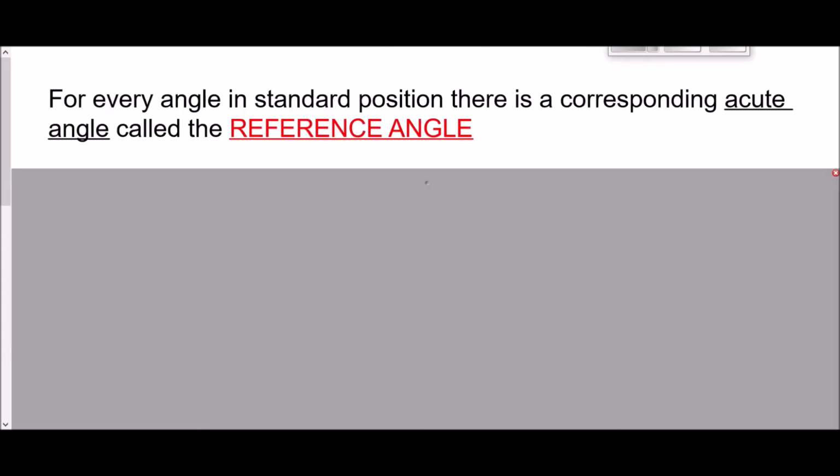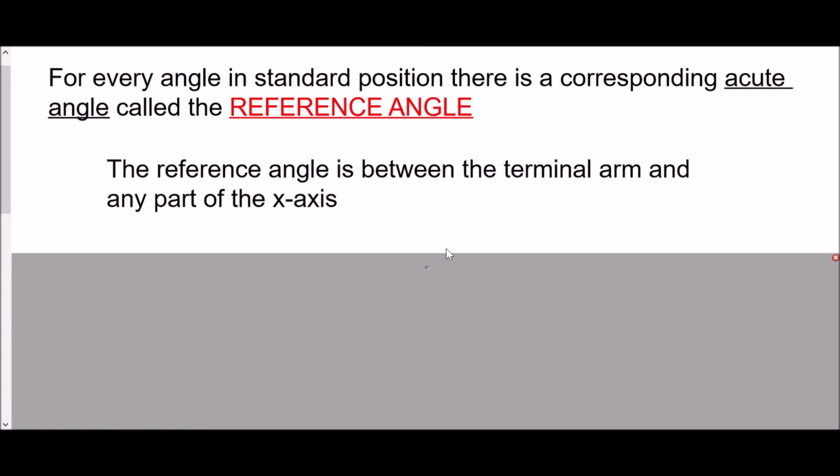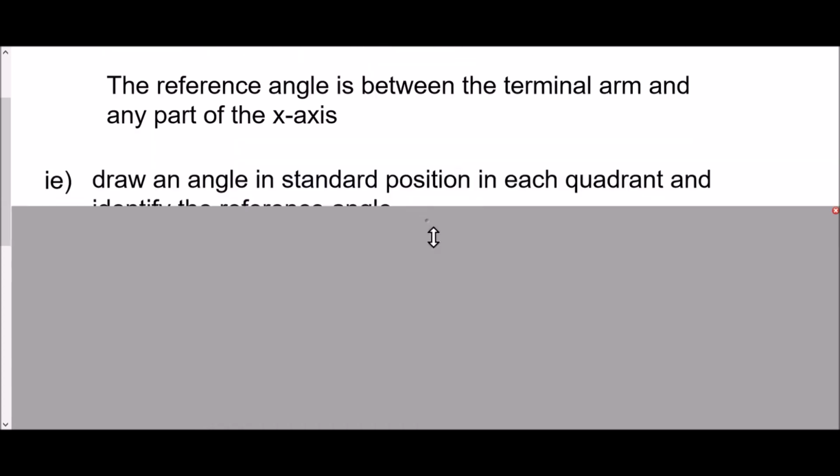Okay, so new stuff. A new term here: reference angle. For every angle in standard position, starting at 3 o'clock or 0 degrees, there is a corresponding acute angle called the reference angle. What am I talking about? The reference angle is between the terminal arm and the x-axis. Actually, it is the closest x-axis. You'll see in a second what I mean.